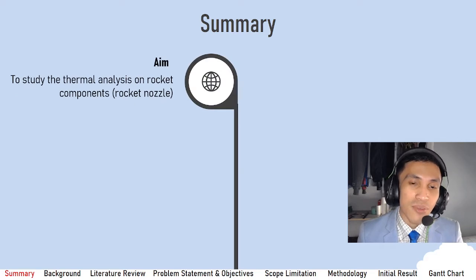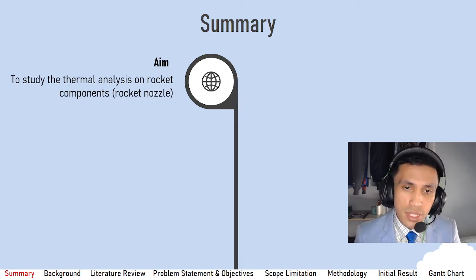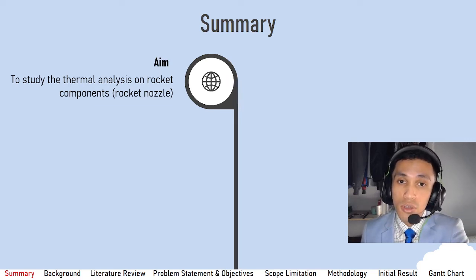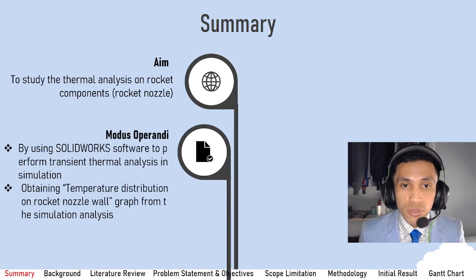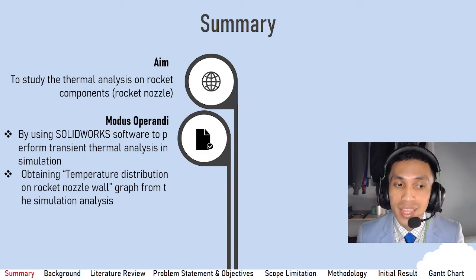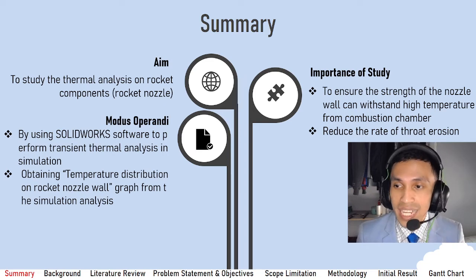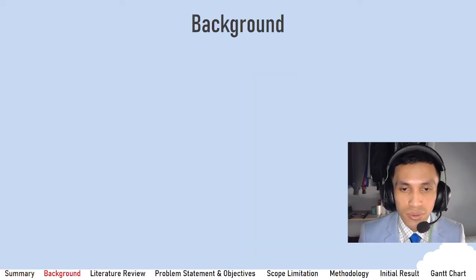What is the aim of this project? It is to study the thermal analysis on rocket components. For this early phase, the research is focused on the rocket nozzle first. The modus operandi which I applied is using SolidWorks software to perform transient thermal analysis in simulation, and also obtaining the temperature distribution on the rocket nozzle wall graph from the simulation analysis. The importance of the study is to ensure the strength of the nozzle wall can withstand high temperature from the combustion chamber, and also reduce the rate of throat erosion.